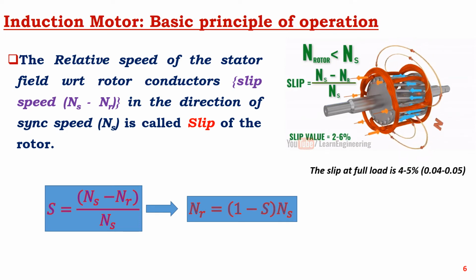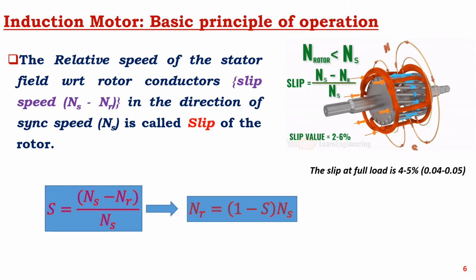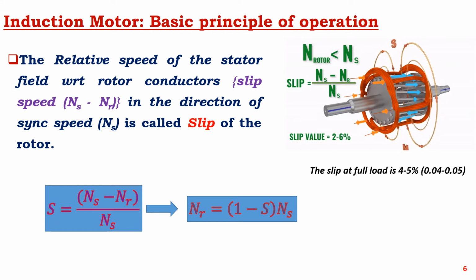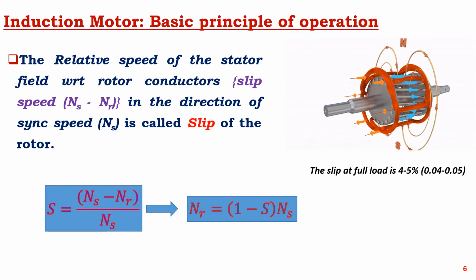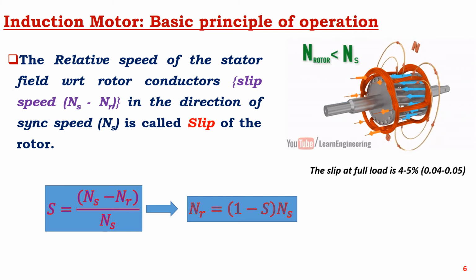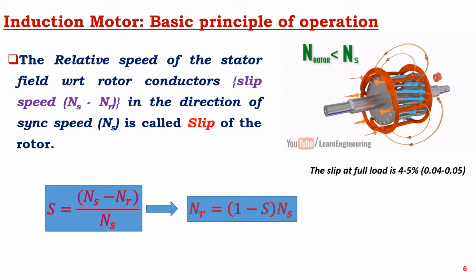In general, the rotor speed is less than the synchronous speed Ns. Slip value is 2 to 6 percent. The slip at full load is 4 to 5 percent.